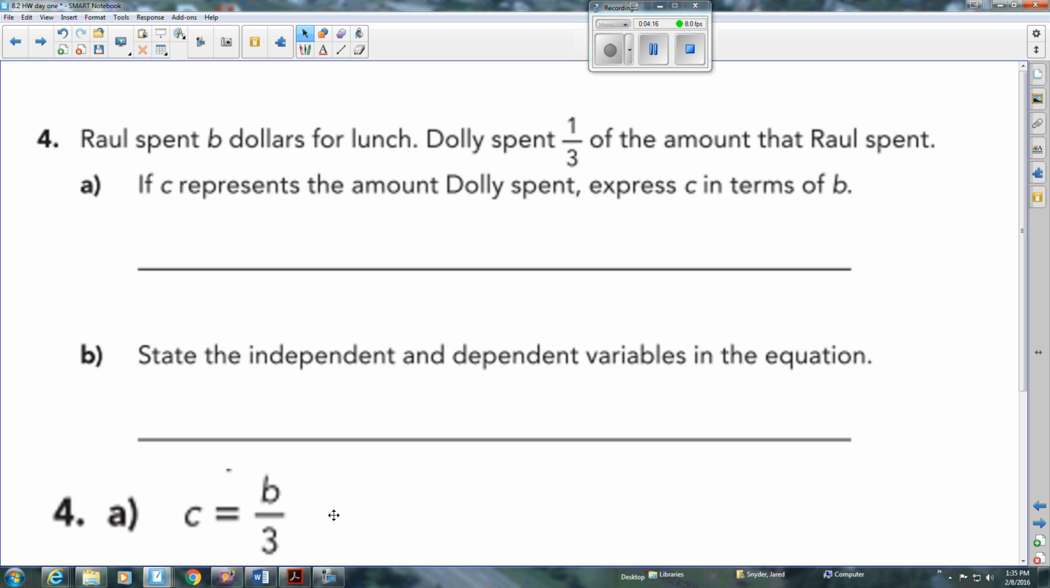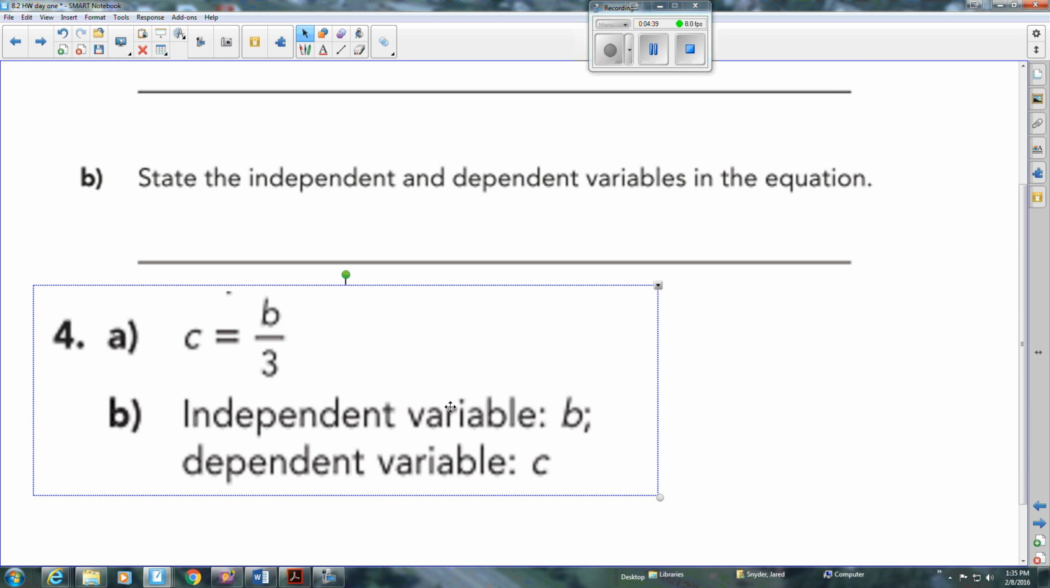Last question. Raul spent B dollars for lunch. Dolly spent 1/3 of the amount that Raul spent. C represents Dolly. Express C in terms of B. So you're really taking 1/3 of B, or just B divided by 3, which is the same thing, equals C. Independent variable is going to be B. Dependent variable is going to be C.